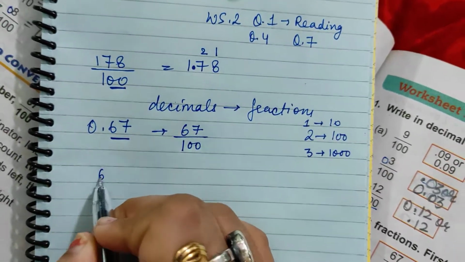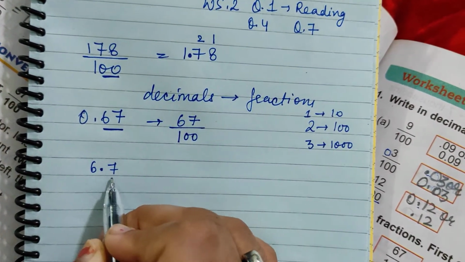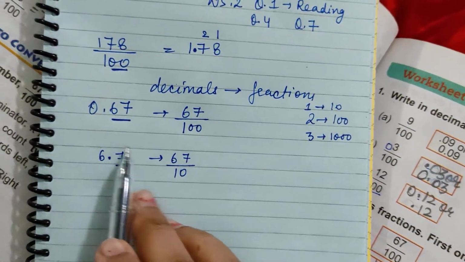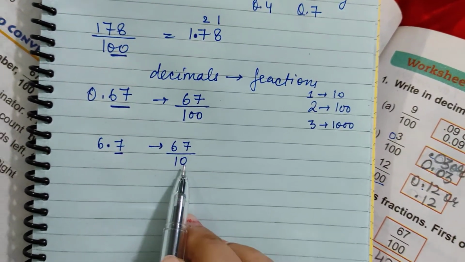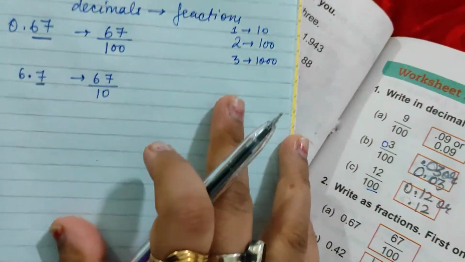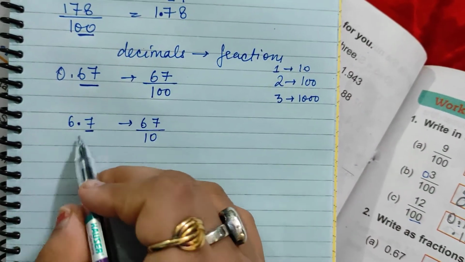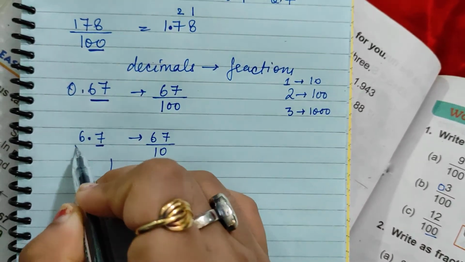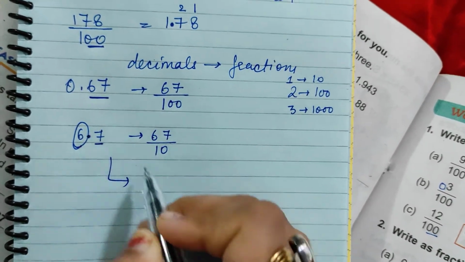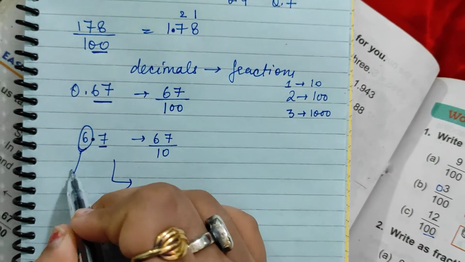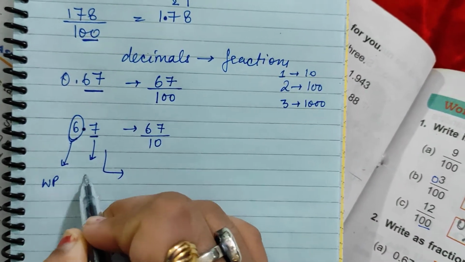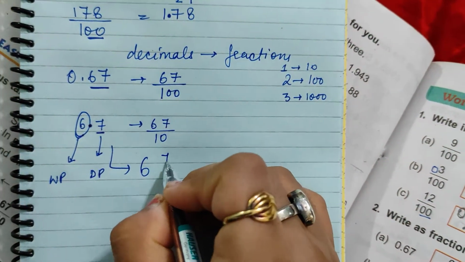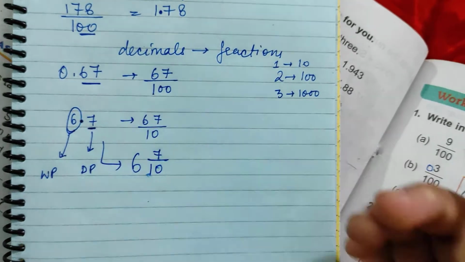If I have given you 6.7, there is one decimal place, so it will become 67 upon 10. You will not change the number, you just have to put 10 or 100. If I have to convert the same into mixed number form, I can do that also. This number will become the whole number part. We have already known this is the whole part WP, and this is the decimal part DP. So this will become the quotient Q and 7 by 10, because there is only one decimal place.